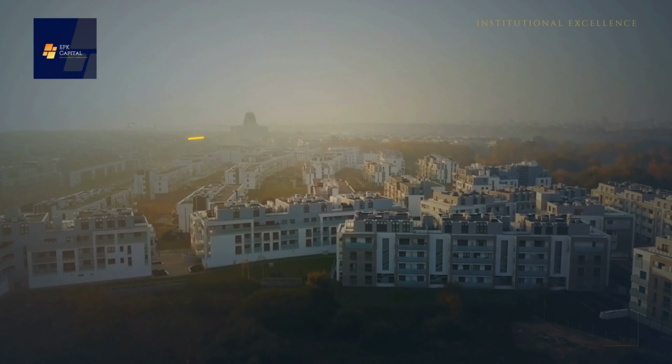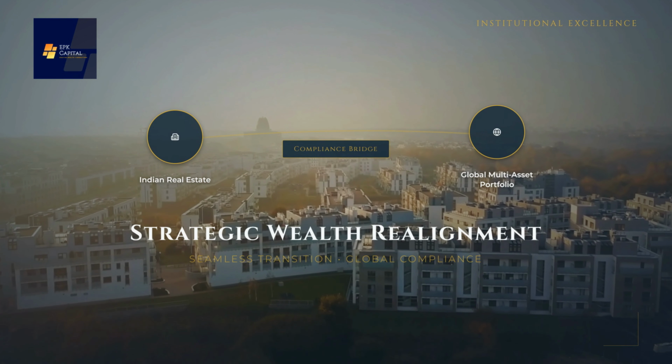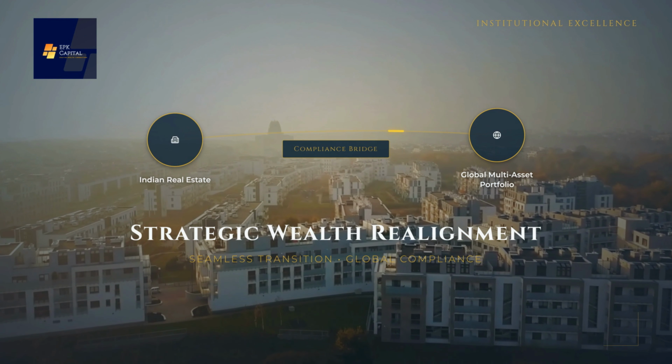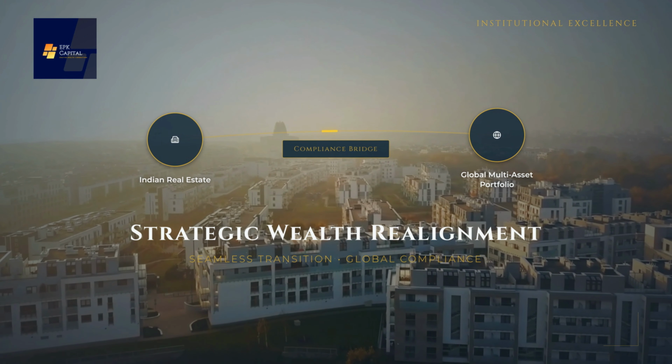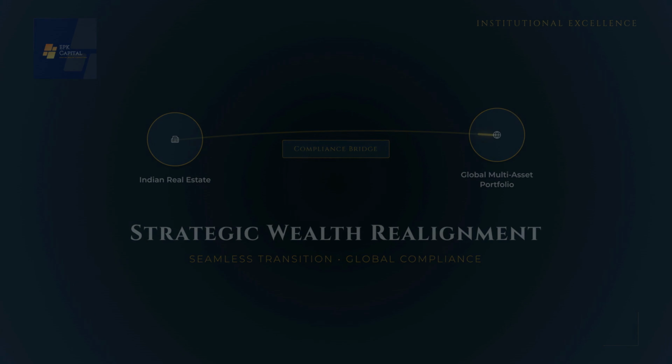Moving 6 figures out of India is a major strategic wealth realignment. Once your funds cross borders, they are exposed to exchange risks and new tax jurisdictions. The goal is to integrate that capital into your multi-generational strategy.